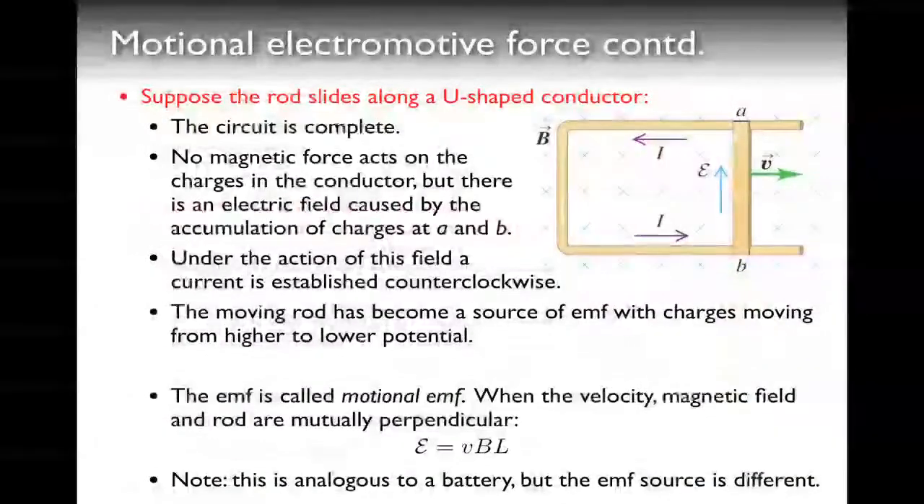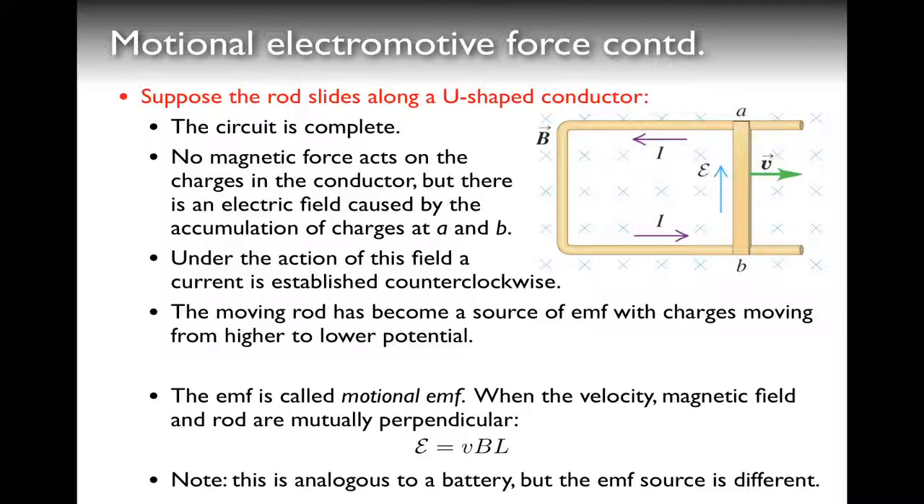Now, let's look at again the case we studied before. Suppose the rod slides along this U-shaped conductor. The circuit is complete, no magnetic force acts on the charges in the conductor, but there is an electric field caused by the accumulation of charges at A and B. Remember that if you want any charges to move, you need to have an electric field. This is the exact same thing if you, for example, want water pressure in your pipes at home. You need a water tower that produces a potential difference, therefore producing pressure.